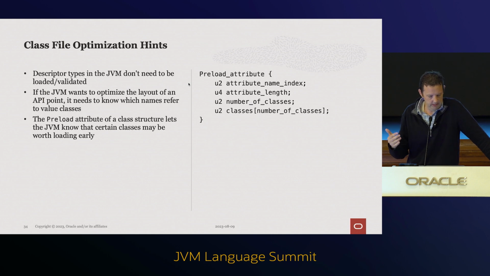And what we've come up with is this attribute named preload that indicates to the VM, here are some classes that you're going to want to go look at. It doesn't validate anything. It just points out some classes. Go look at the classes. If the VM loads them and sees that they are value classes, it may want to do some optimizations with that information.